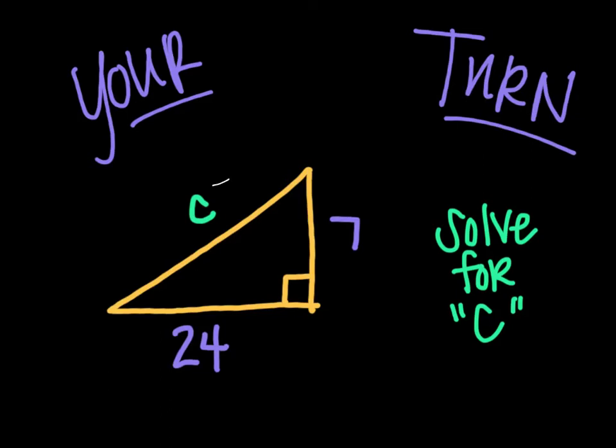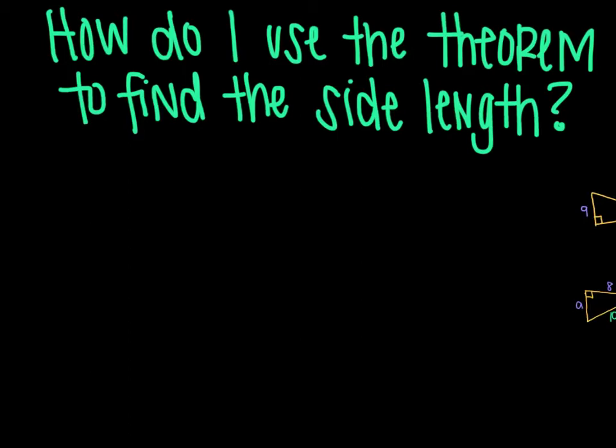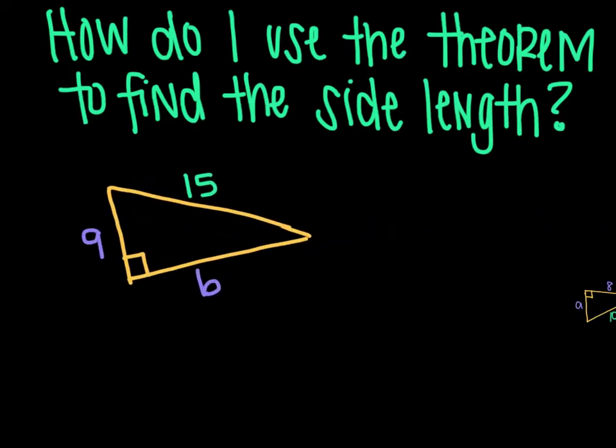All right, you should have gotten c to equal 25. If you didn't, try and go back, see if you can figure out what mistake you made. Next question is, how do I use this theorem to find the side lengths? Because I told you could find it for any side. So here's our first example.